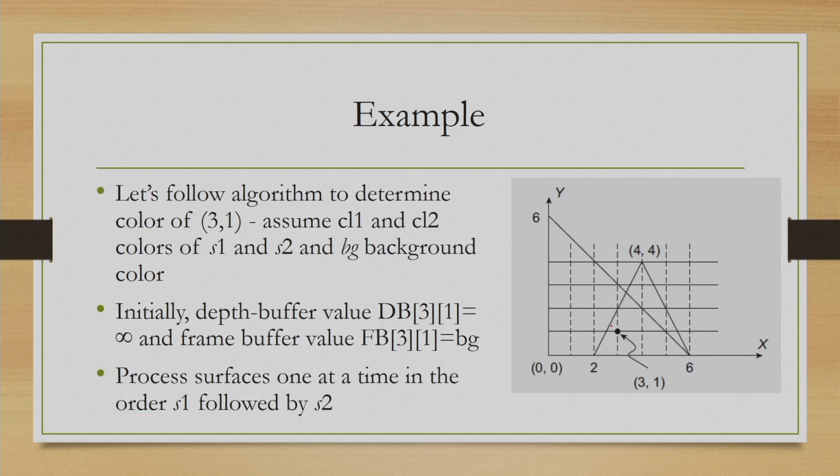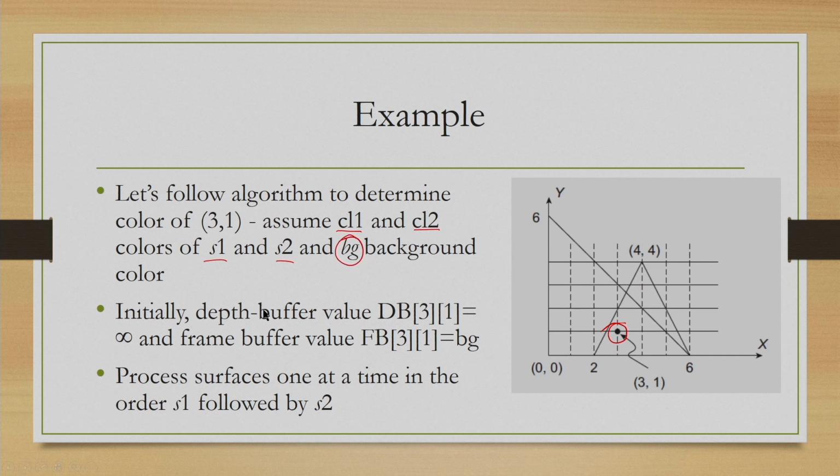Now, we are given a point (3, 1) and we want to determine the color at this point. Note that this point is part of both the surfaces. So, which surface color it should get, we can determine using the algorithm. Let us assume that CL1 and CL2 are the colors of S1 and S2 and BG is the background color.